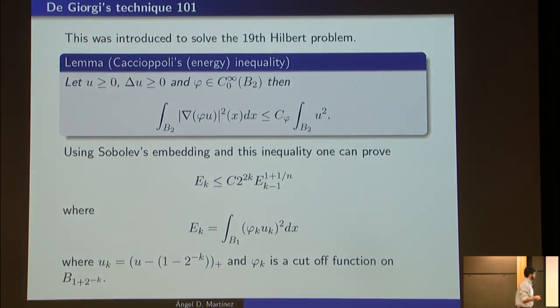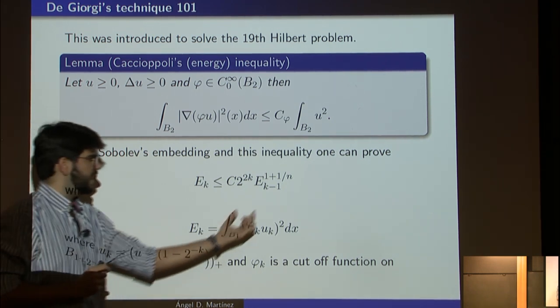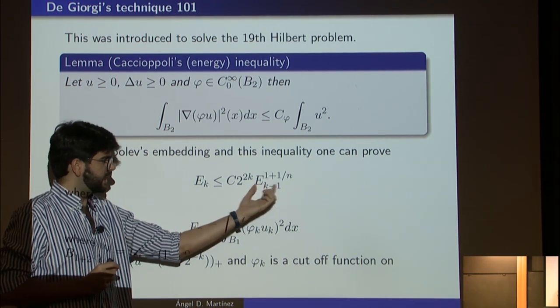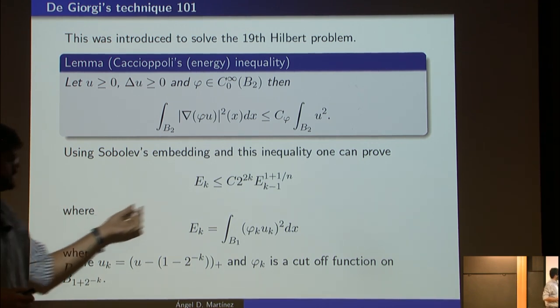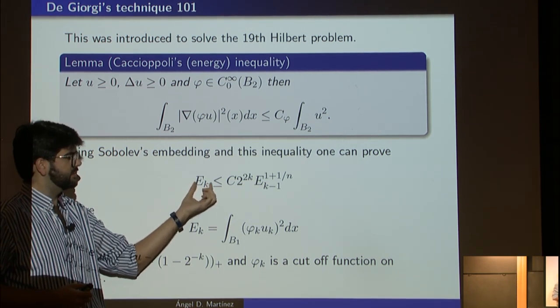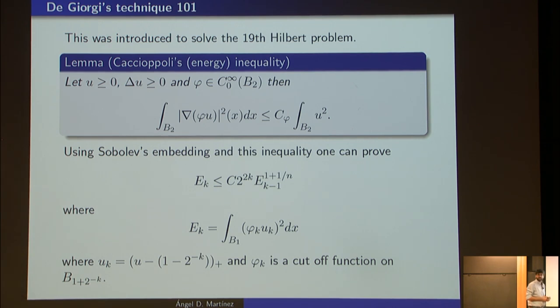The funny thing about this is that if the energy initially is small enough, then you can prove inductively that these energies will converge like a geometric series, geometrically. Once you prove that, then you see that there is nothing left. I mean, at infinity, E of infinity, which is like the energy in the ball of radius 1, is 0.